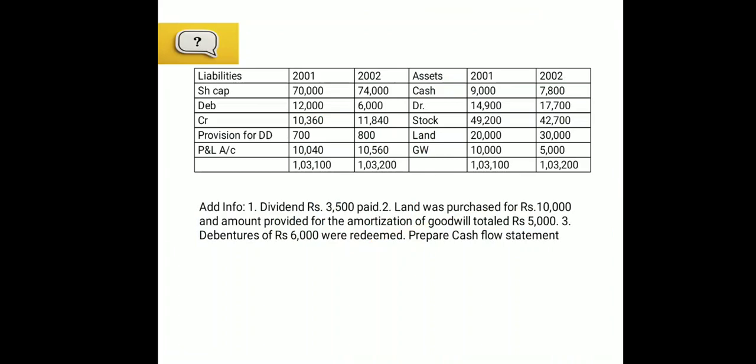As usual, we have our liabilities and assets of 2 years, and then we have some additional information. We'll check one by one which liability side items are given and where we need to post them. Very first we have share capital. In 2001 it is 70,000 and in 2002 it is 74,000. So there is an extra issue of share capital worth rupees 4,000, and without any supporting documents related to this issue, we simply assume that we have issued the shares and received the cash.